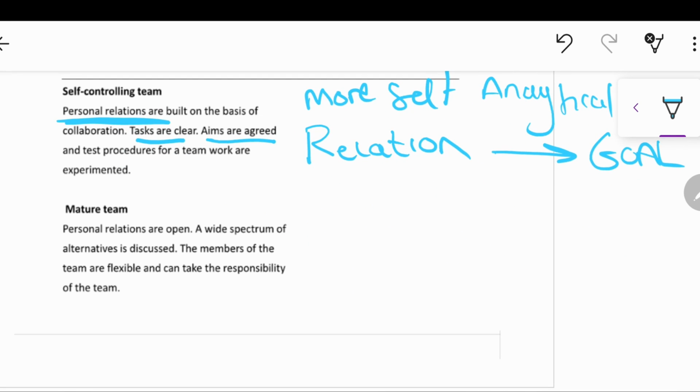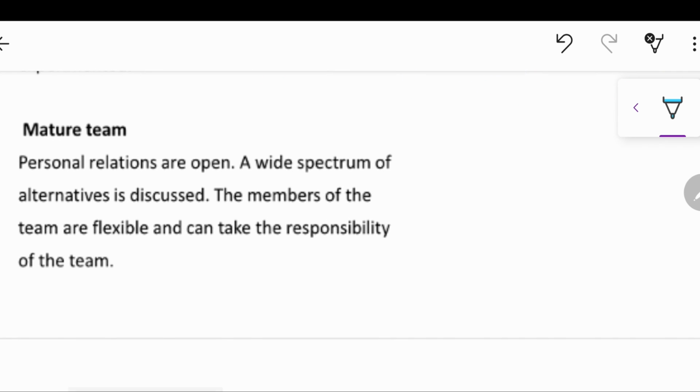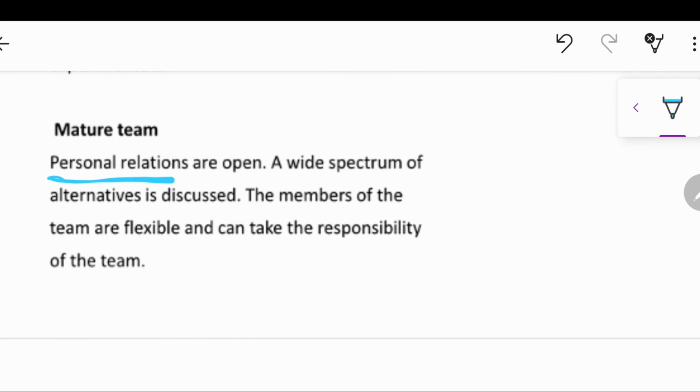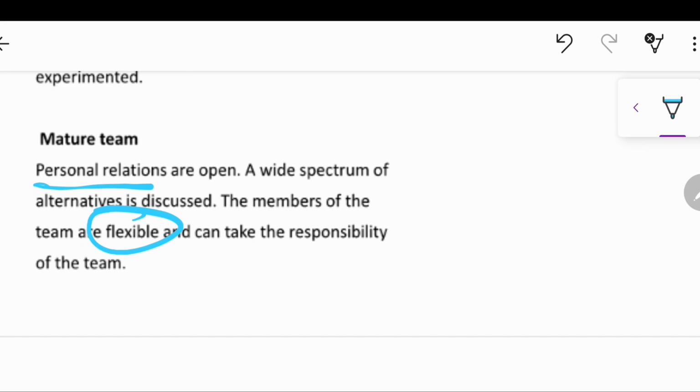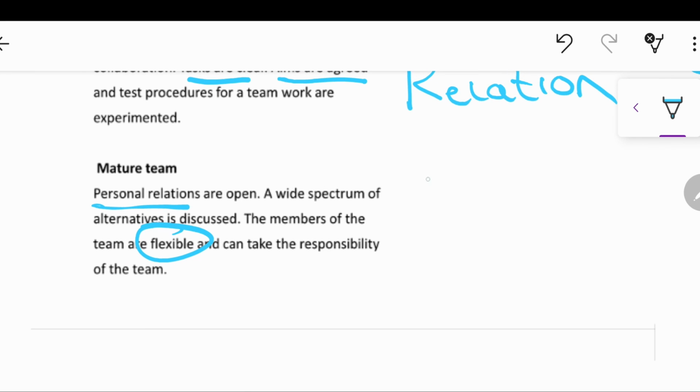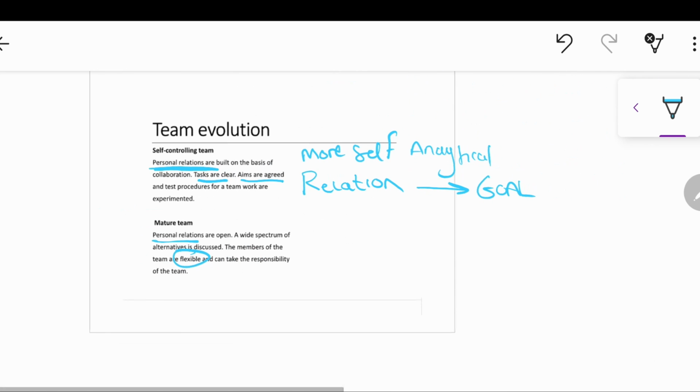And finally, we have the final form, which is the mature team. The mature team here is what you want in a team. You have the personal relations. You have flexibility. People are not so strong on their own opinion. They can take the opinion of others, have open minds. Okay, this is your mature team, the final form of the team evolution.